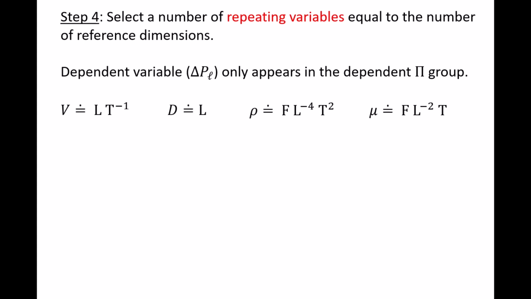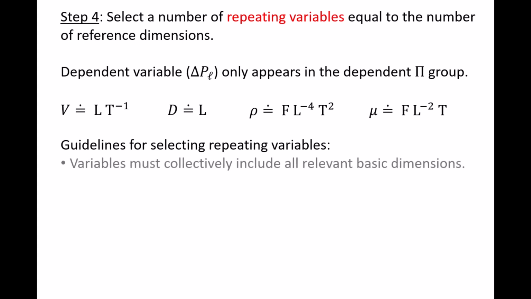Here are the variables listed with their basic dimensions in the FLT system. Since the number of reference dimensions k is 3, we need to select 3 out of the 4 variables as our repeating variables. We have some guidelines for selecting a valid set of repeating variables. First, the variables must collectively contain all the basic dimensions that are needed to describe the variables. And recall that in the FLT system, F, L, and T are needed to describe the dimensions of the variables.